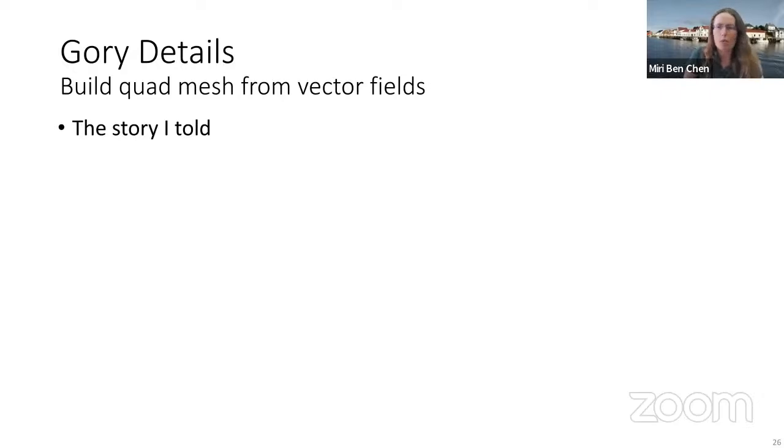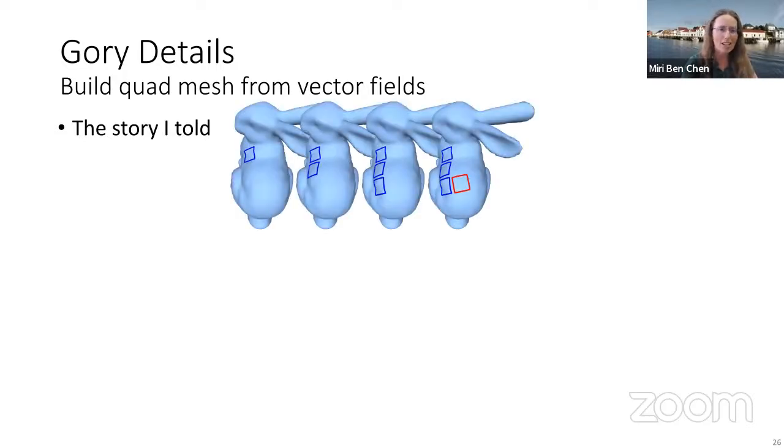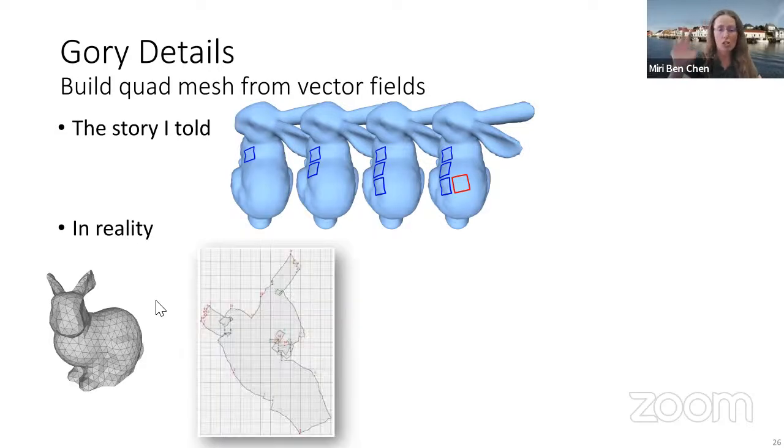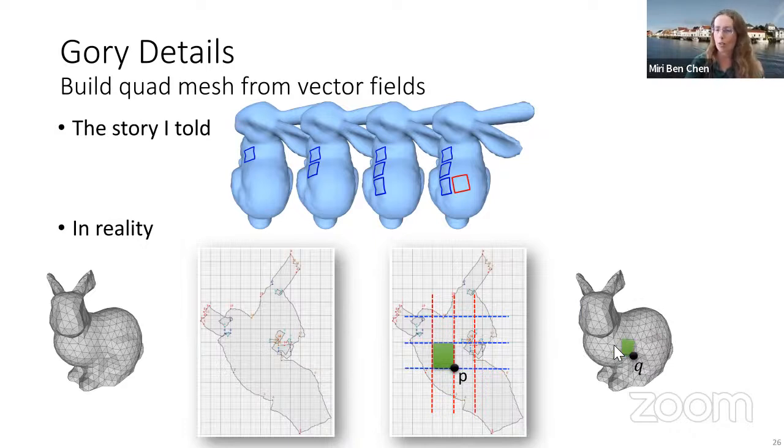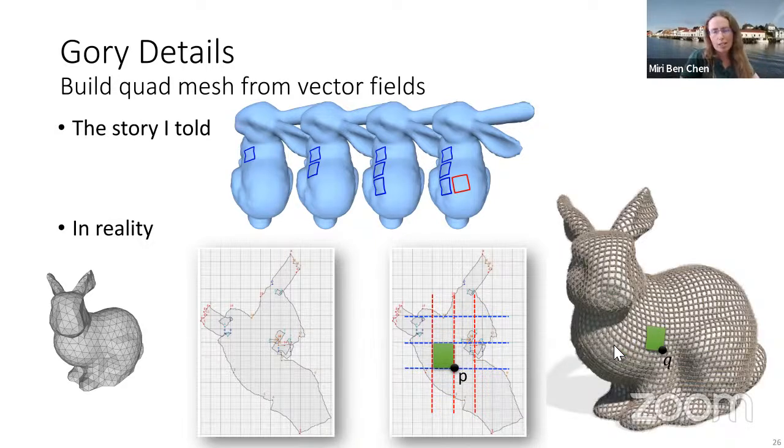So in order to explain how you end up with the hexagon, I need to go back a bit to the gory details. How do you go about building your quad mesh from your vector fields? What I told you so far is that you pick a point and you place them one after the other. But this is a bit of a lie, because in reality, you take your mesh, you do a parameterization, so you cut it and flatten it to the plane, and then you take a grid on that plane and pull it back to your input surface, and this gives you the mesh. So there is no actual placement of quads on your mesh. The quads are generated by slicing open the bunny, flattening it to the plane, and then pulling back the grid.